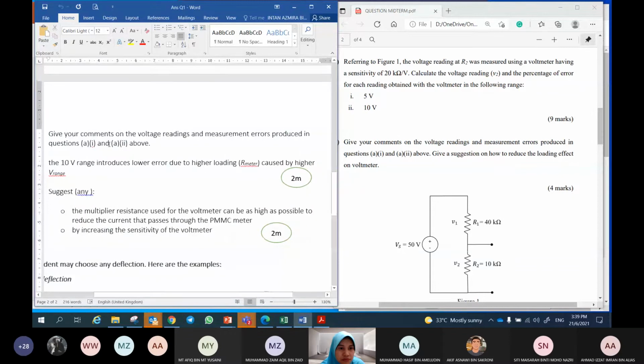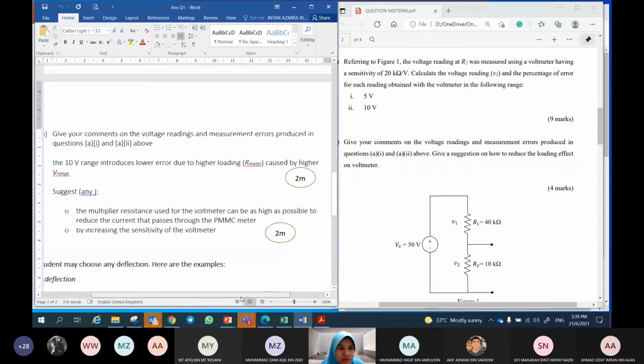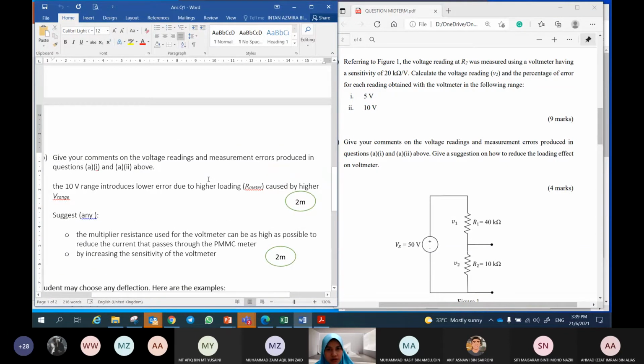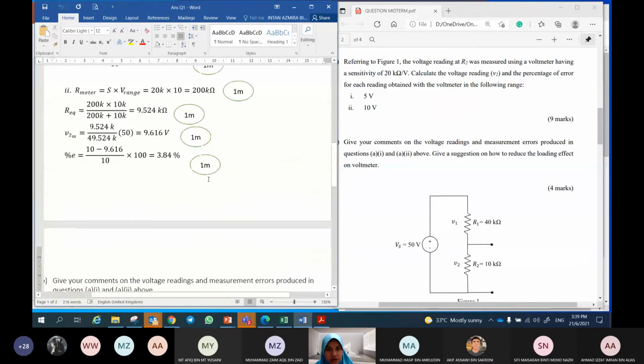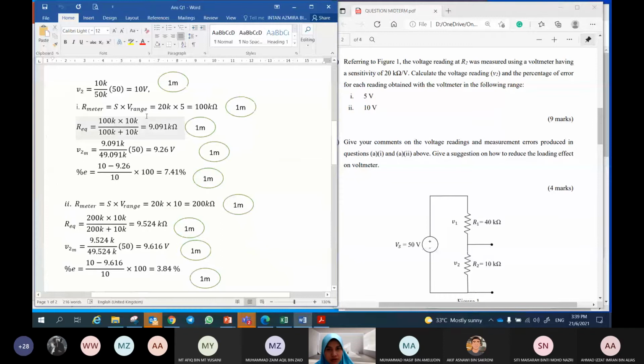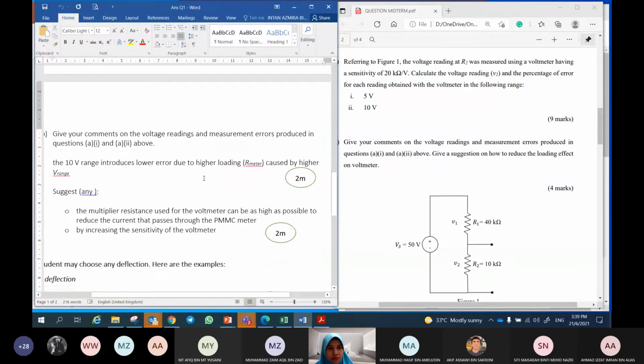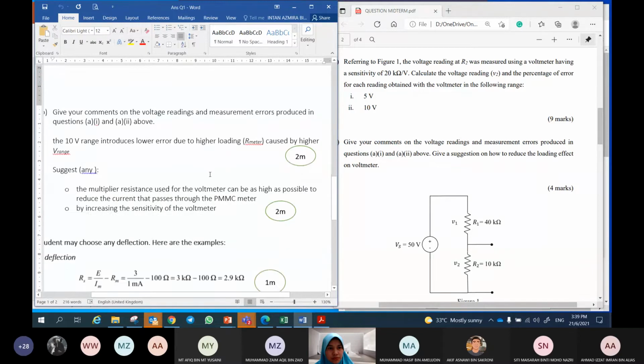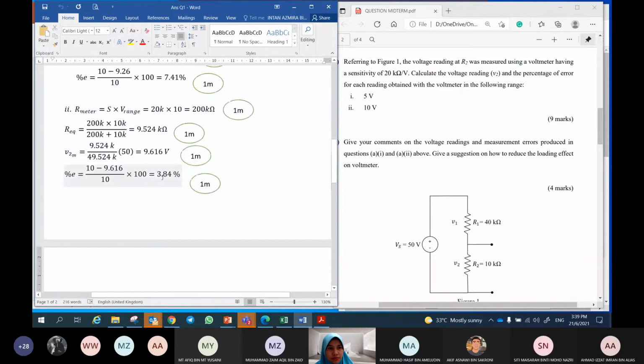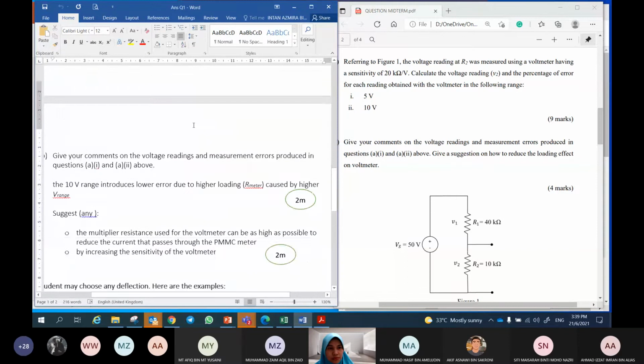The 10 volt range introduces lower error due to lower loading, caused by higher V range. 10 volt is a higher V range than 5 volt, so it produces higher R of the meter, right? 200K is higher than 100K. So it gave lower error, 3.8 as compared to 7.41%. This contributes to marks.